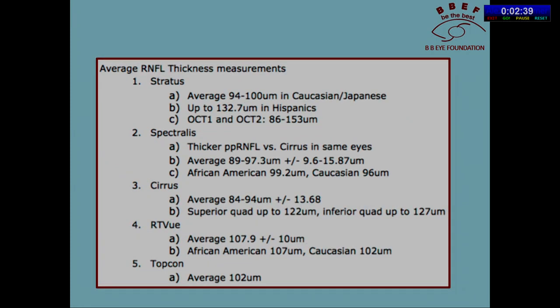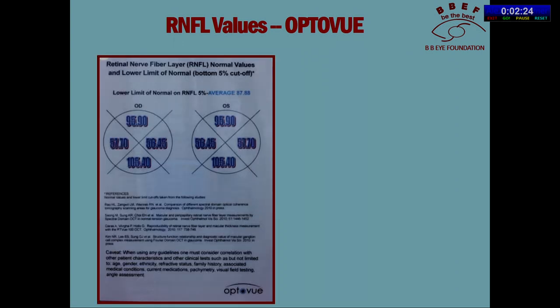This is the average retinal nerve fiber thickness measurement from Stratus, Spectralis, Cirrus, RTVue, Topcon. All have averages between 94.4 and 100 microns, more or less equal. Retinal nerve fiber values, OptiView. We can see the four quadrants, following the ISNT rule as in the optic nerve disc. In the nasal part, you can see 56%, in the temporal a little more, in the superior part a little more thickness, and the inferior is the most thick.